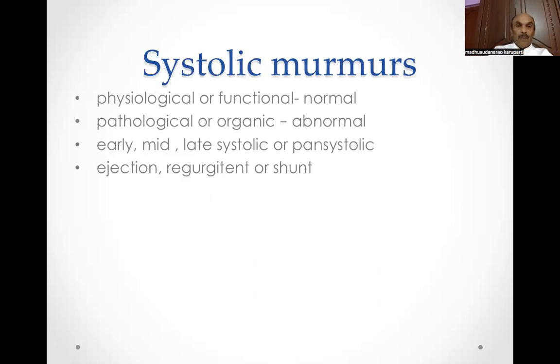Coming to systolic murmurs. Systolic murmurs could be physiological, which are called normal, or pathological, also called organic or abnormal. A systolic murmur could be early systolic, mid-systolic, late systolic, or pansystolic. It could be an ejection murmur, a regurgitant murmur, or a shunt murmur.